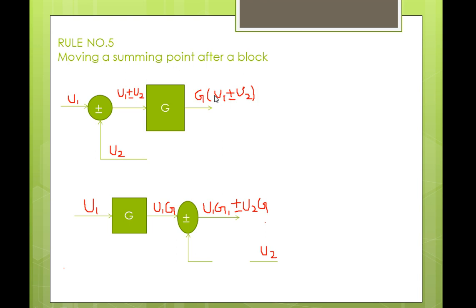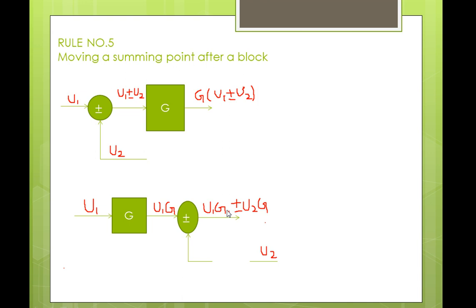u1 plus or minus u2. So if we want to move this summing point after the block, here I am having u1, I am moving this summing point after the block, and here I am having g, so u1 into g, and the summing point is moved after the block. So what you are getting is u1g, and here you are having u2.